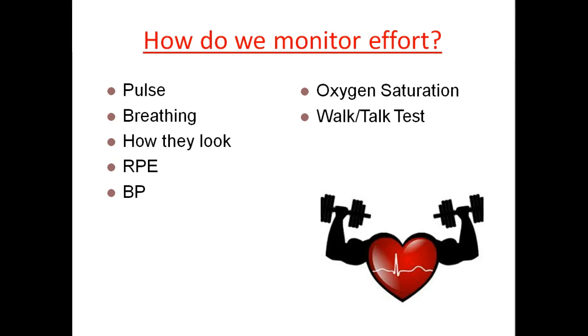Okay, so how are we going to measure effort? We're going to measure effort by taking their heart rate, their pulse. Okay, we're going to also look at their work of breathing. Also, how they look. Are they using their accessory muscles to breathe? We're also going to ask them the rate of perceived exertion. On a scale of 6 to 20, using the Borg scale, how hard do you think you're working? Okay, and we'll come on to that in a second. And we've talked about monitoring blood pressure both before and after the session. We could also stick the pulse oximeter on them and measure their oxygen saturations, and we could do the simple talk test. Okay, if they're able to talk to you while they're exercising at the right intensity.